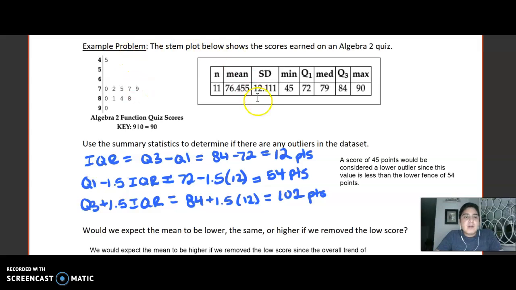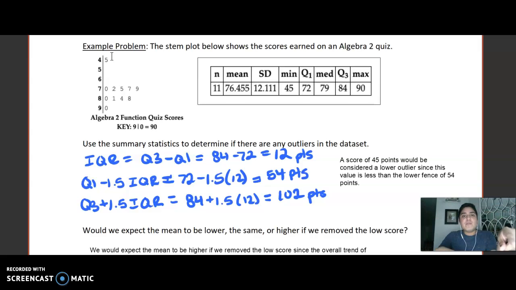So let's use our IQR rule to find any outliers. I find an IQR of 12 points, using the lower fence of 54 points and an upper fence of 102 points. I find that this score here of 45 points would be considered a lower outlier since this value is less than the lower fence value of 54 points. Now, if I were to remove that value, what would I expect to happen? Because think about the tails. The mean, the overall trend, gets pulled towards those extreme values. So if right now I'm skewed to the left, my average would be lower than what it would be if I removed that value.